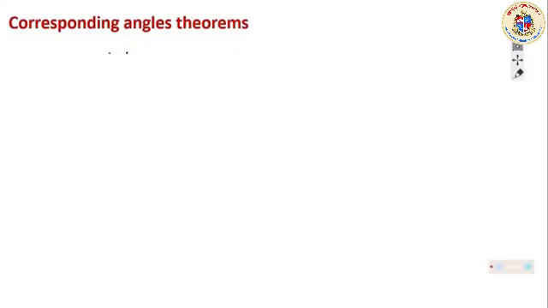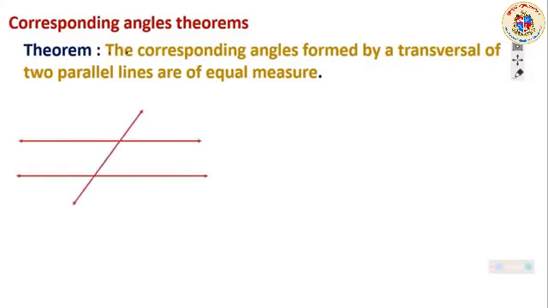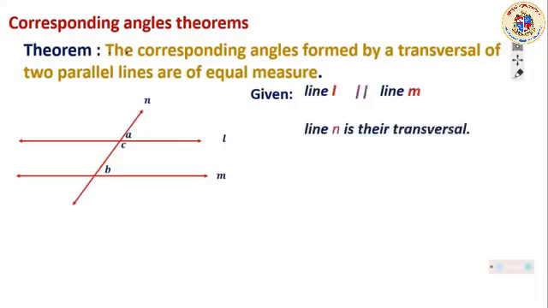Dear students, the next topic is the corresponding angles theorem. The theorem says that corresponding angles formed by a transversal of two parallel lines are of equal measure. Corresponding angles are formed on the same side of the transversal, with the same set of lines and the same transversal. Here in this case A and B are the corresponding angles, on the same side. We are asked to prove this theorem.